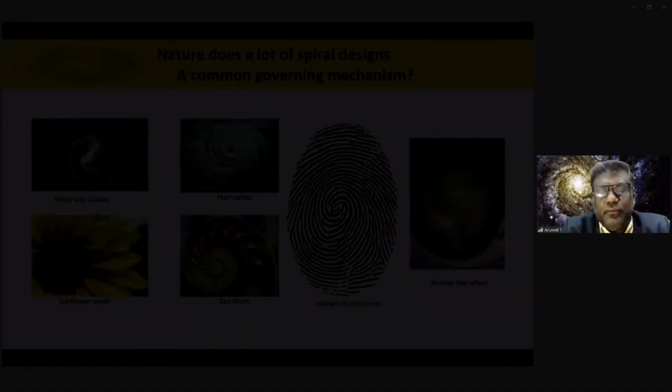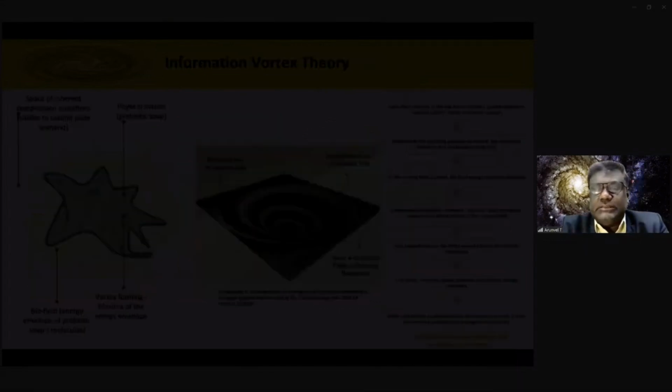Moving forward, before we start off with the information vortex hypothesis for biological matter, let's ask a very basic commonsensical question. Nature does a lot of spiral designs, be it galaxy shape, a sunflower seed shape, human thumbprints, or even human hair. All of these have spirality and a vortex in common. So there must be a common physical law that governs such a mechanism, isn't it? Now let's step into what our hypothesis on information vortex is.